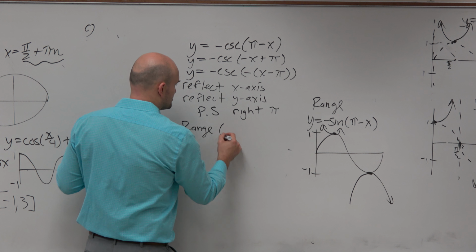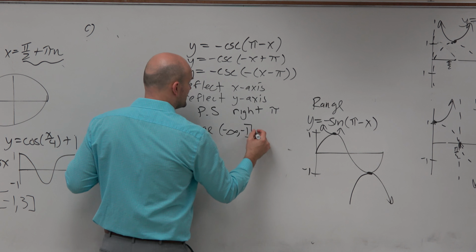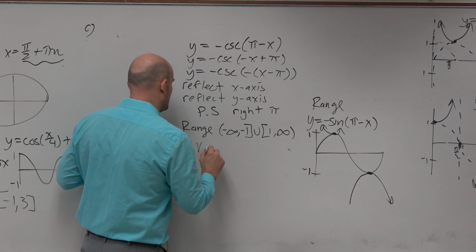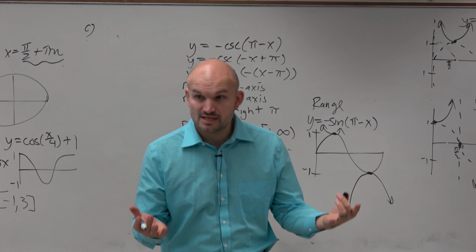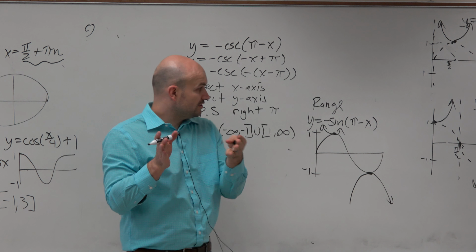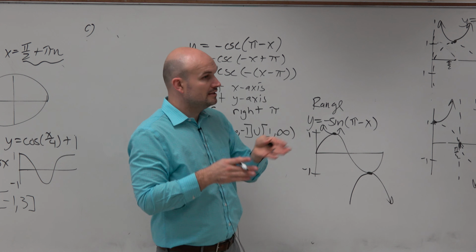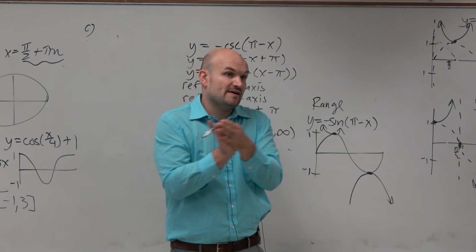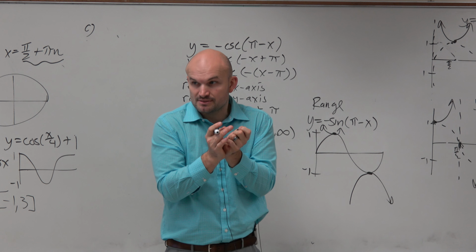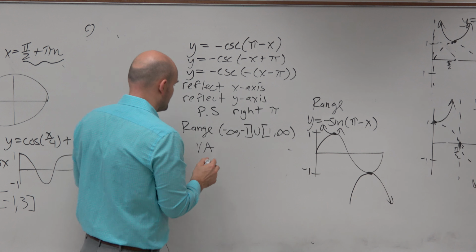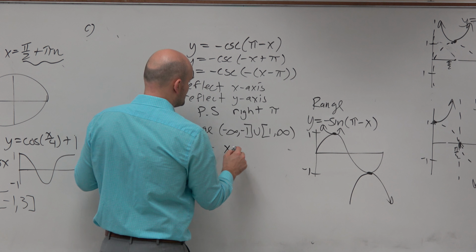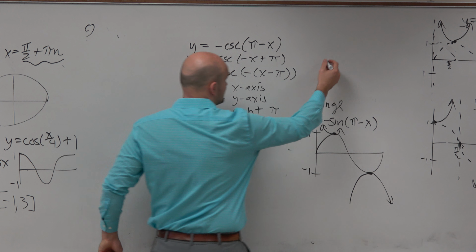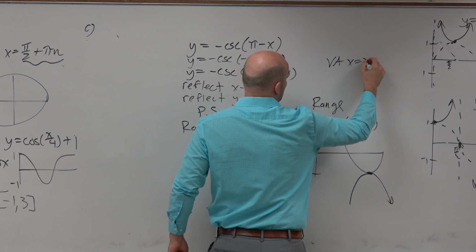So therefore, I can say that this is just going to be negative infinity to negative 1, included, union 1 to infinity. Now, the vertical asymptote is my favorite. Just like we did before, if I have a vertical asymptote at pi, but then I stretch or compress, or if I shift my graph left or right, that's going to move the asymptotes. Agreed? So my asymptote equation of my original is x equals pi n.